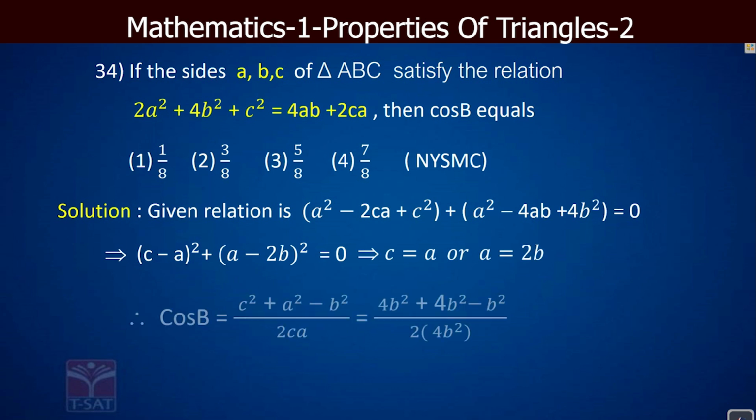So, therefore, cos B is equal to (c square plus a square minus b square) by 2ca, but c is equal to a and a is equal to 2b, so (4b square plus 4b square minus b square) by 2 into 4b square, which is 7 by 8. So, the correct option is number 4.